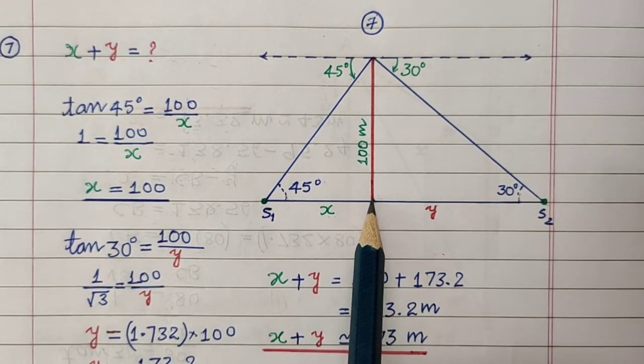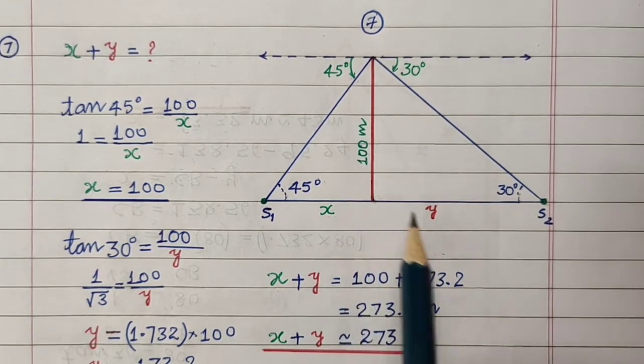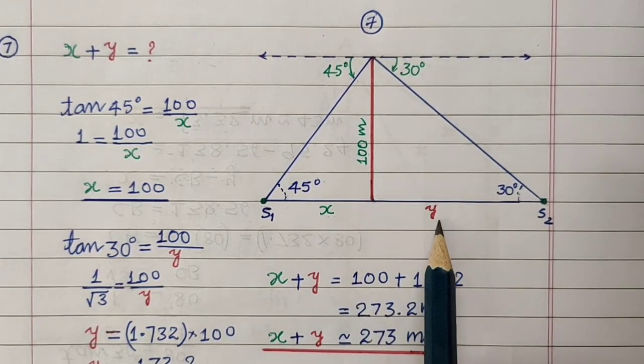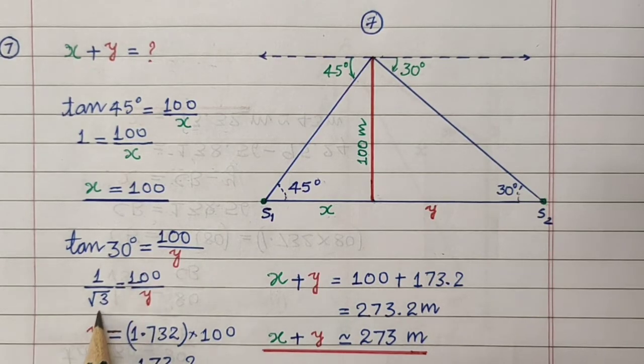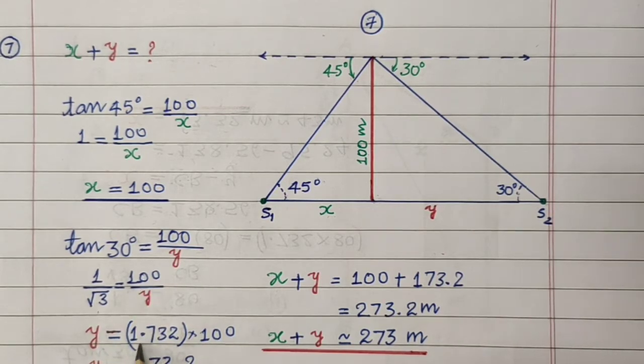This is 100 meters. Then tan 30 is perpendicular divided by base, 100 divided by y. Tan 30 is 1 by root 3, that is equal to 100 divided by y. Therefore y is equal to root 3 into 100. Root 3 is 1.732 into 100. Therefore y is equal to 173.2.